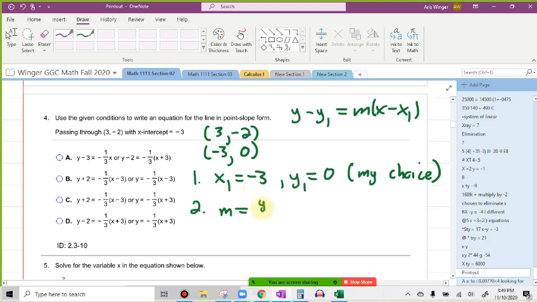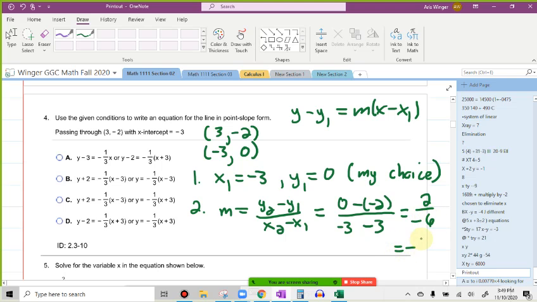We'll use m equals y2 minus y1 over x2 minus x1. All right, so that's going to be 0 minus negative 2 all over negative 3 minus 3. Positive 2 over negative 6, negative 1/3. That's the slope.